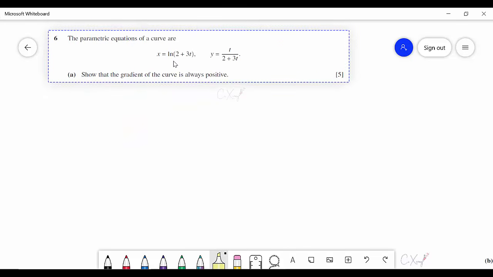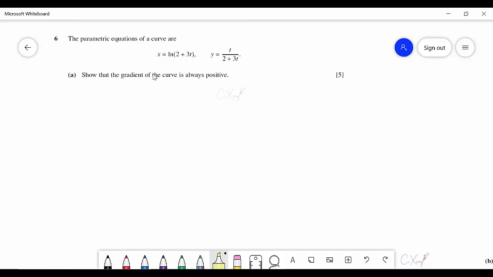Now we are at question number 6. For question number 6, they give you the parametric equations. The first part, they want you to show that the gradient of the curve is always positive. Again, when you see the word gradient, it tells you that it is actually dy over dx. So very obvious that you need to do the differentiation to get the dy dx. First part, you need to do the differentiation separately for x in terms of t and also the y in terms of t.